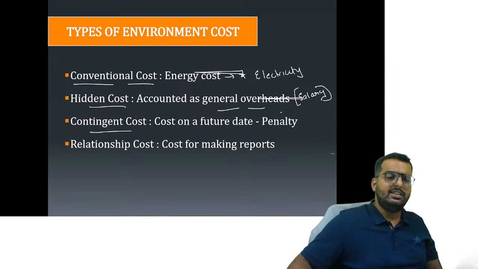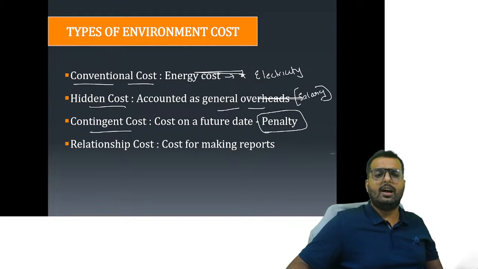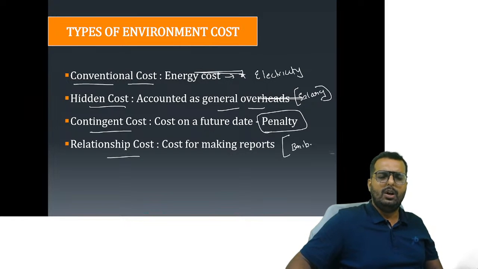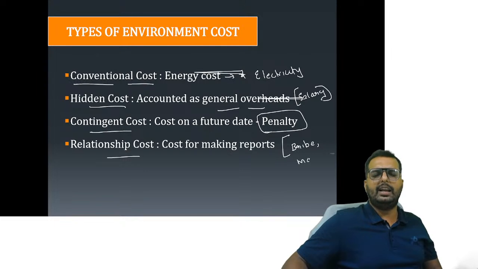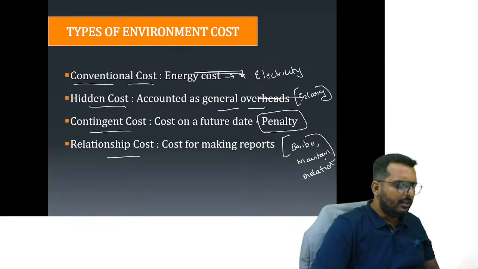Then you can have contingency cost. Tomorrow Shandar Bangles can get a penalty for harassing the workers. We never account that. Relationship cost. This is basically, it can be bribe or cost to maintain relationship with the government. Are you all clear with this part now?